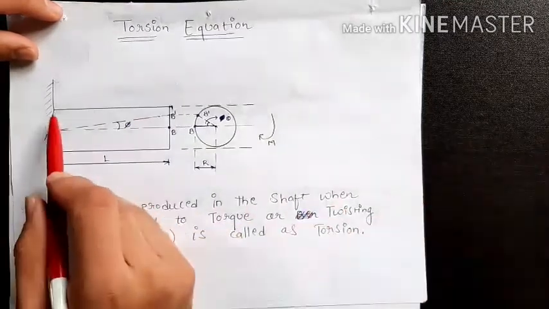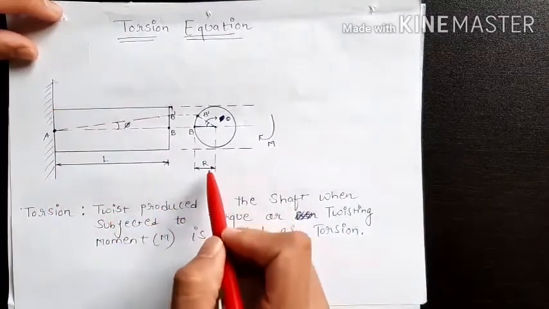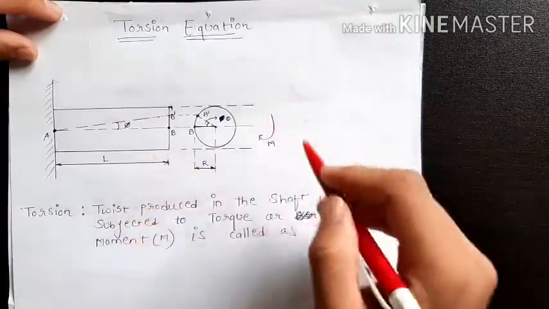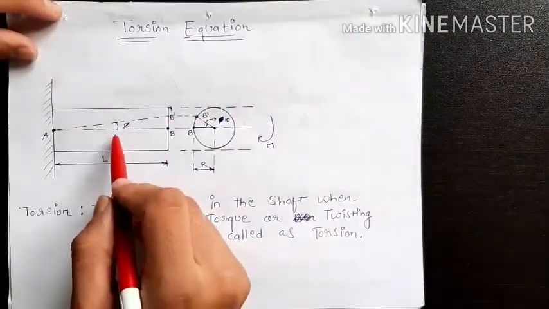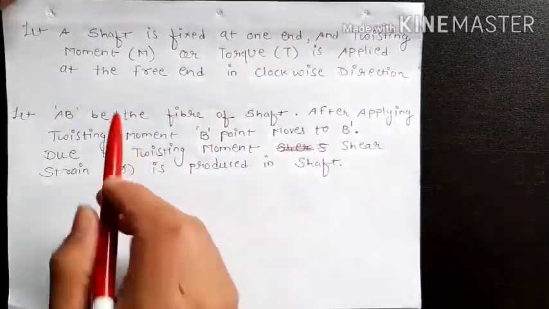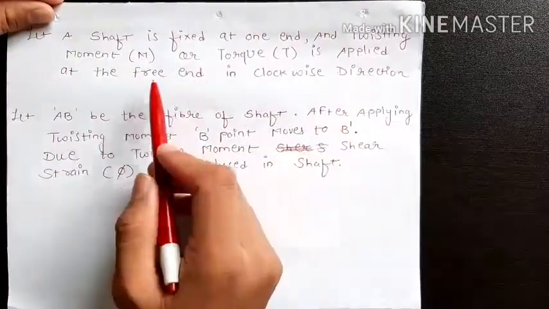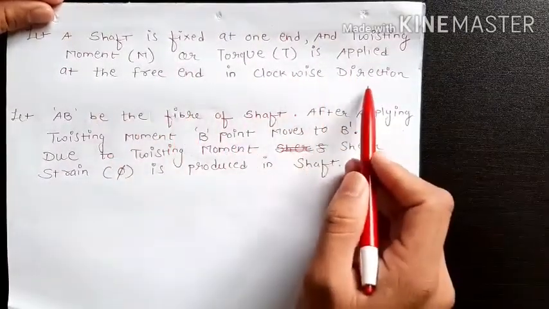Now consider a shaft fixed at one end, of length L and radius R, as shown in the figure. By giving a clockwise movement, we get a shear strain phi. So let a shaft be fixed at one end and a twisting moment M or torque T applied at the free end in the clockwise direction.